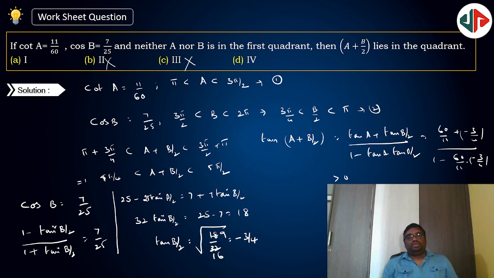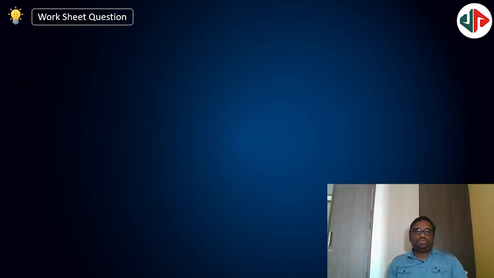Now 7 pi by 4 to 5 pi by 2, which quadrant will it be positive in for tan? Compulsorily first quadrant only. That is our answer. Let us see the next question.